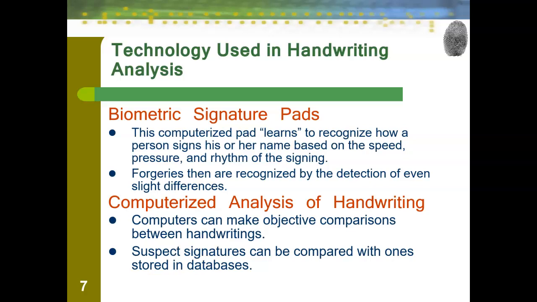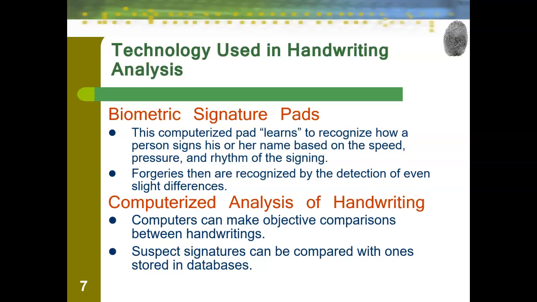Now, handwriting analysis is still largely being done by people, but there are some technological advances. One of those things is biometric signature pads. Now, this is not like when you sign on the little credit card machine or an iPad at a store when you use your card. Biometric signature pads are way fancier than that. So this computerized pad learns to recognize how a person signs his or her name based on the speed, pressure, and rhythm of signing. So it's not just about how the signature looks, it's about how the signature feels.